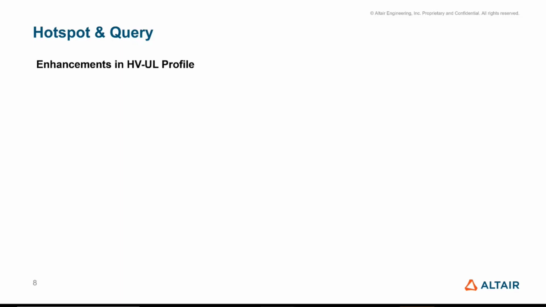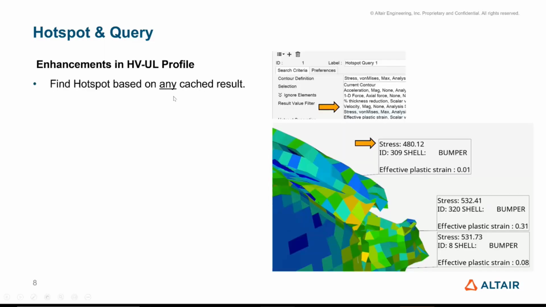So in 2022.1, we have mainly done some enhancements to the hotspot finder in the HyperView upfront loader profile. The upfront loader profile, as you may know, is a new workflow that's multi-threaded HyperView. And it gives the users the option of loading several results simultaneously and caching them in memory. So you can basically take advantage of this cache definition concept when running a hotspot query. So how can you do that?